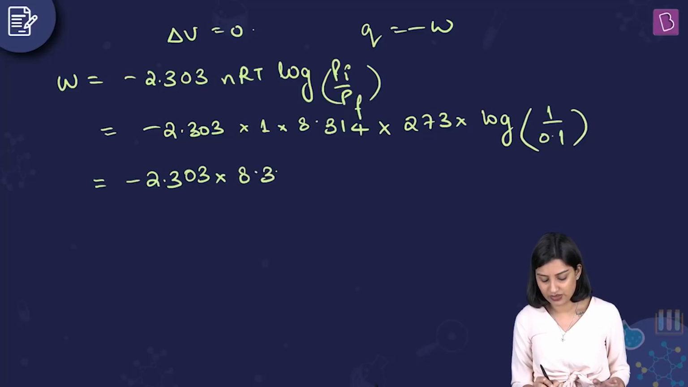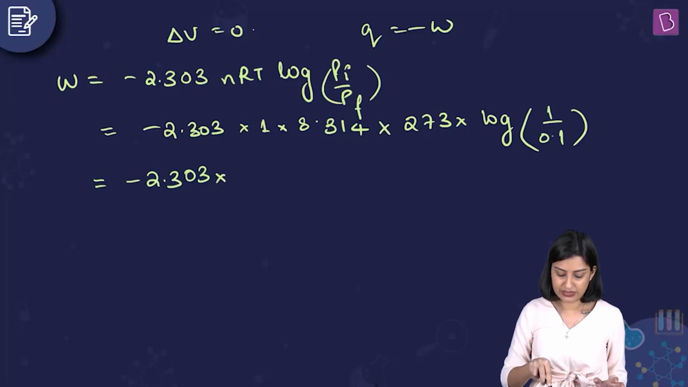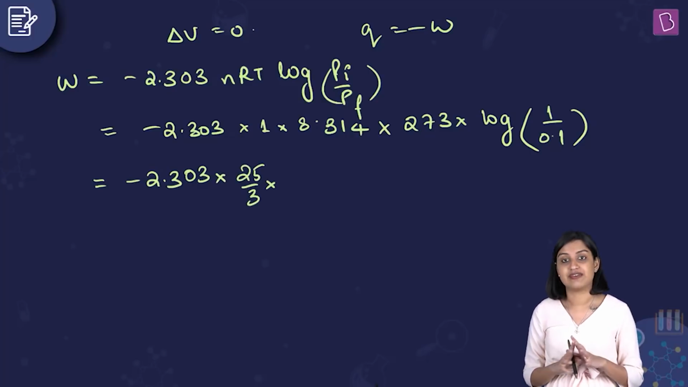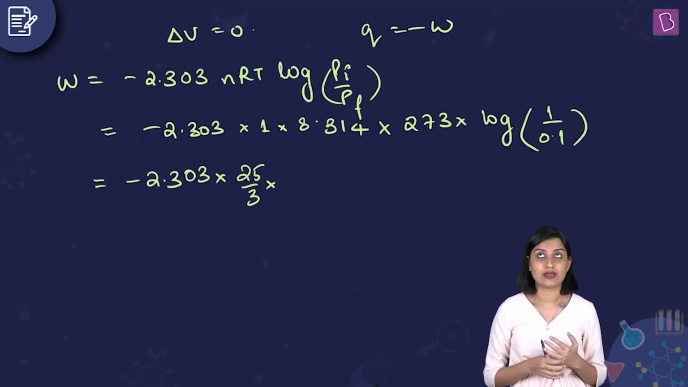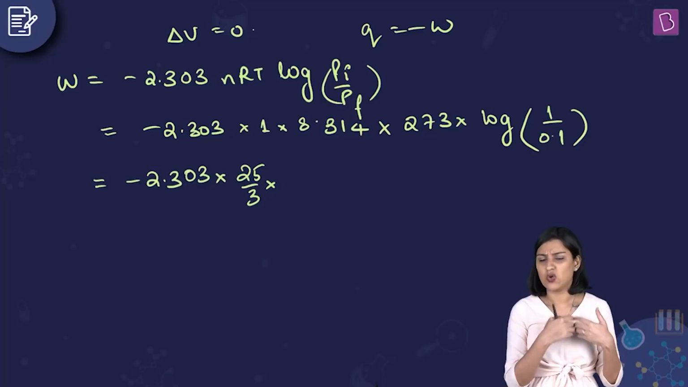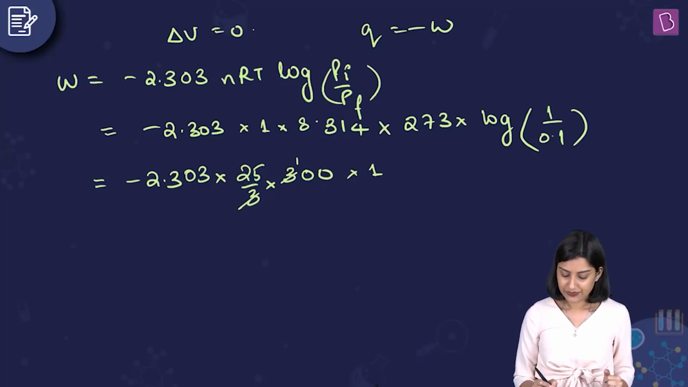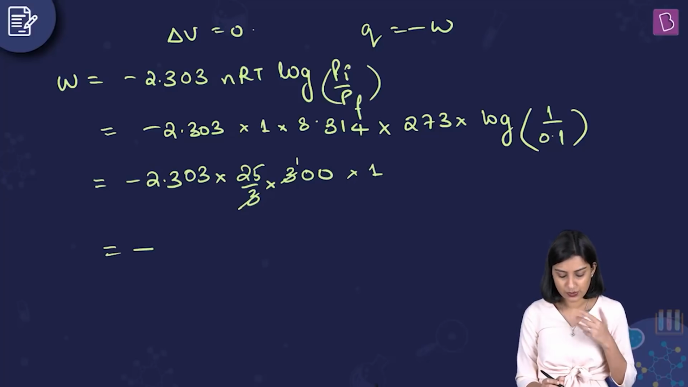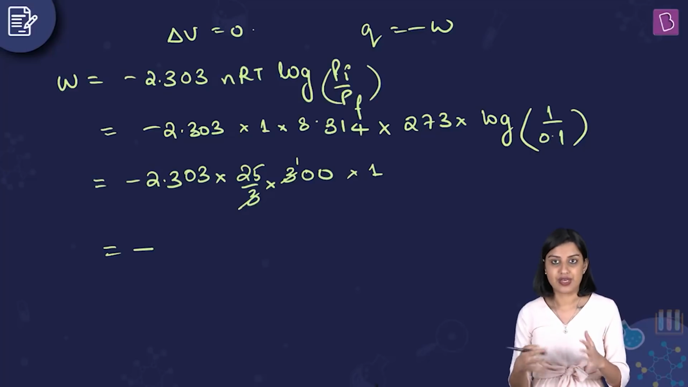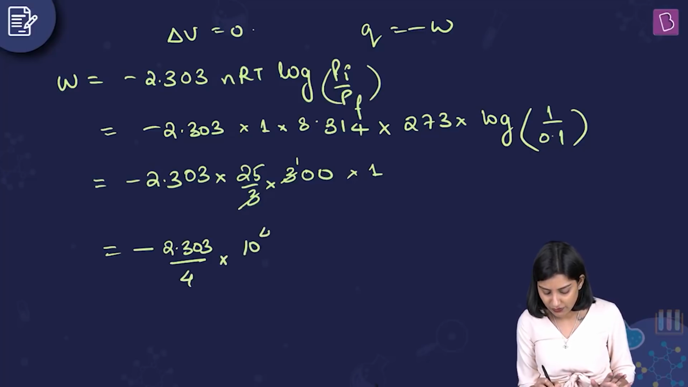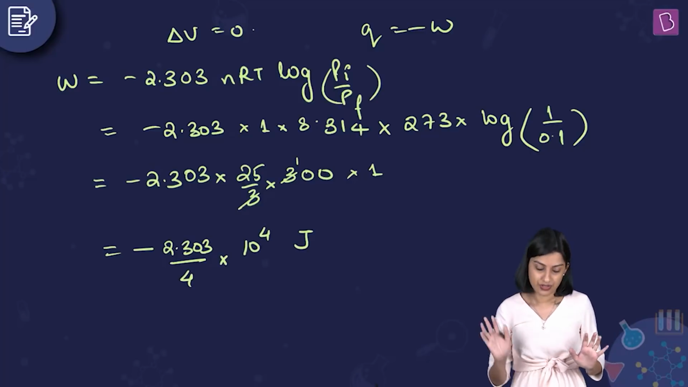So minus 2.303 into 8.314, which I will write as 25 by 3 because I want to approximate, into 273. So 273, I'm going to write it as approximately 300. I have a lot of margin for approximation, so I'm going to approximate it to 300 multiplied by log 10 is 1. So this will cancel out, you'll get 100. And then, I guess we will have to calculate. So I'll write 25 as 100 by 4. So minus 2.303 by 4 into 10 to the power of 4 joules. This is what I have so far. I'm going to go ahead and cancel.